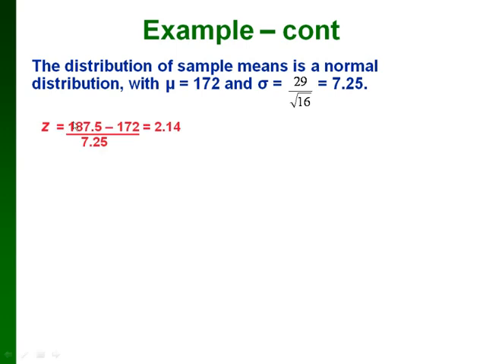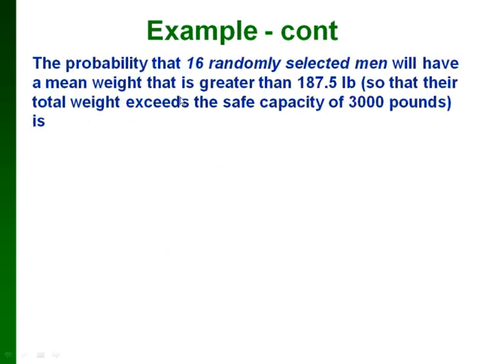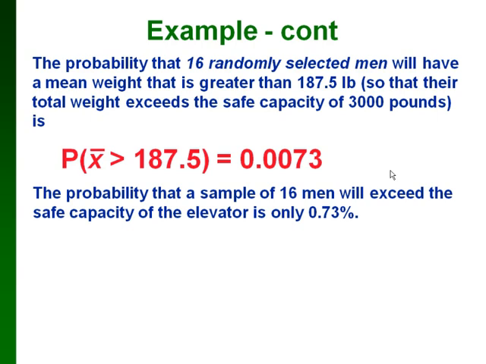So we want to find the z-score for the 187.5. Then we're going to draw the picture of our normal distribution, and here's our sample mean of 187.5. The corresponding z-score is 2.14, and if we look this up in a table, the area to the left of that is 0.9927. We subtract that from 1 and we would get 0.0073. What that means is the probability that our 16 randomly selected men will have a mean weight greater than 187.5 pounds is 0.0073.